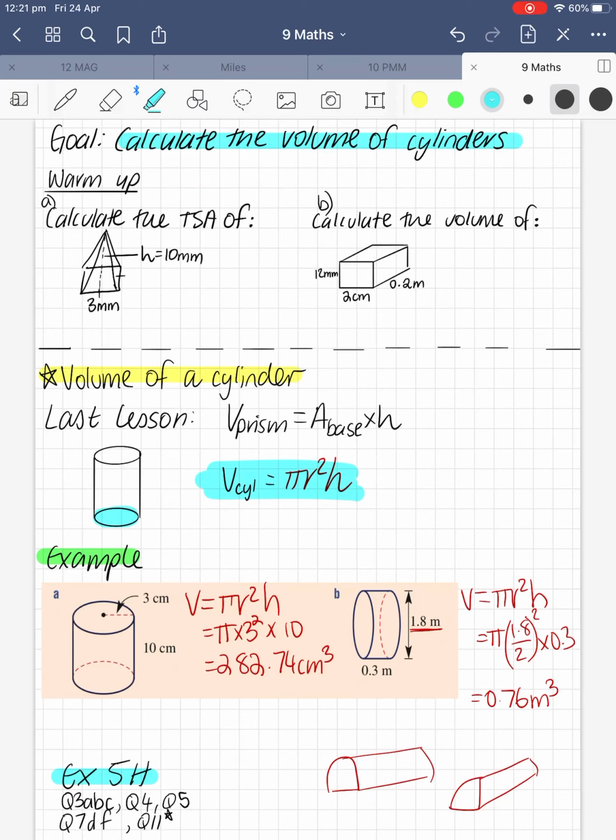So with that, guys, I want you to head to exercise 5H. Just do 3 questions from question 3. We're going to do all of question 4 and 5, question 7, D and F, and if you want that challenge, we have question 11 again. If you have any questions, you know you can email me or ask on the Blackboard.